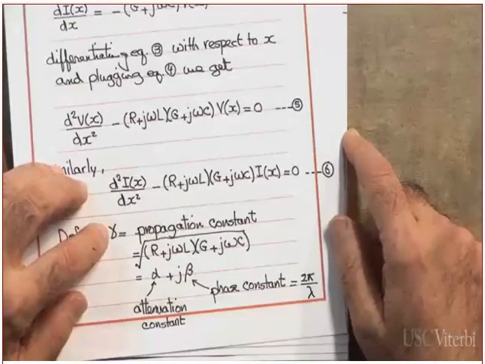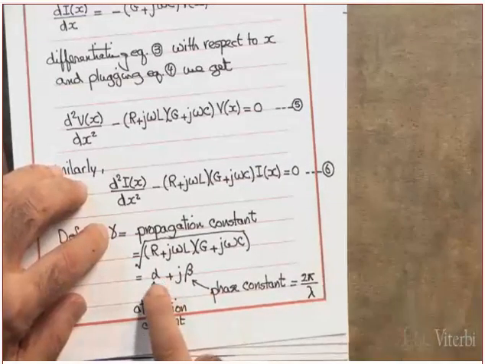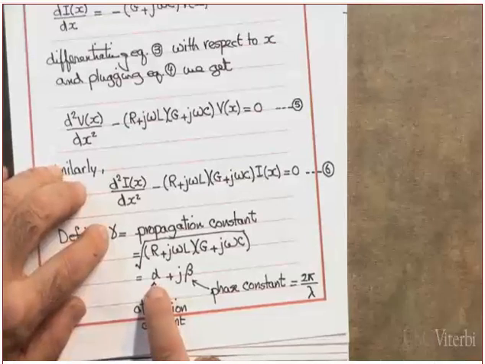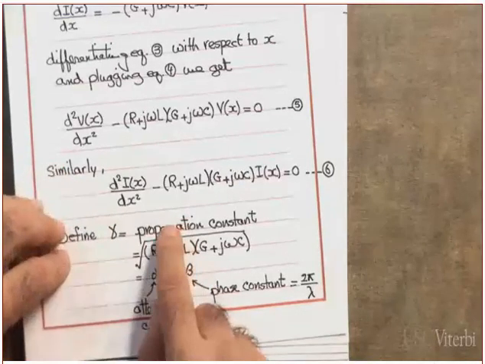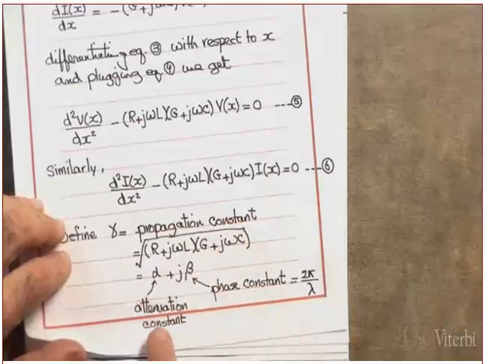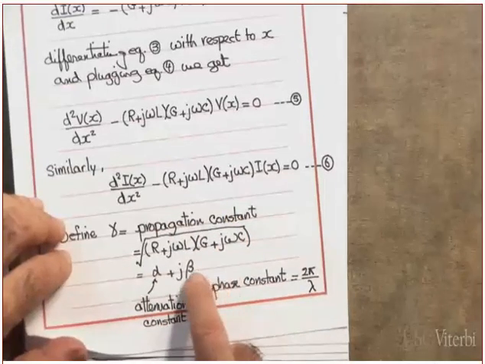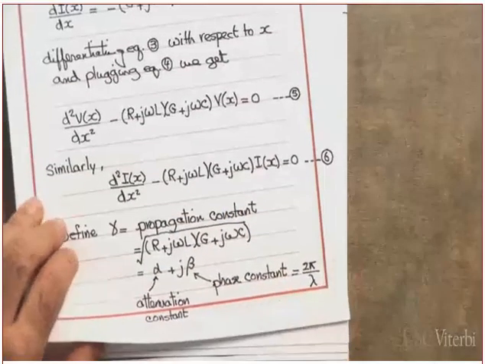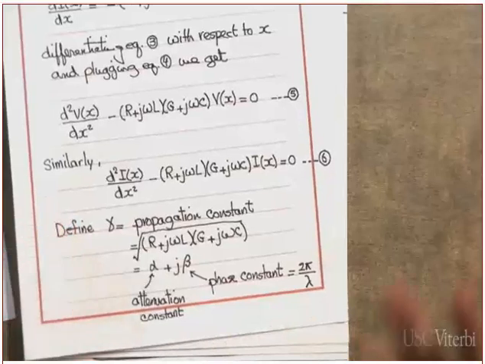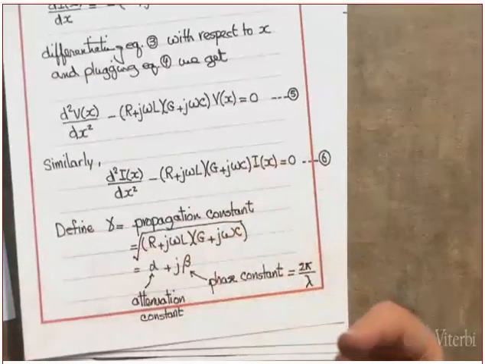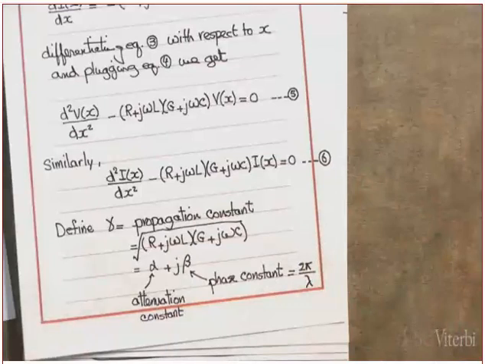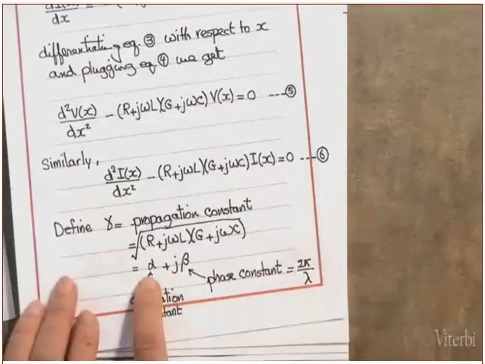Gamma is in general complex, which means that you can write it in terms of real plus imaginary. This is called gamma, the propagation constant. This one is called the attenuation constant. This one is called the phase constant. Always remember that when you are transmitting, there will be attenuation, there will be phase distortion. Clear?